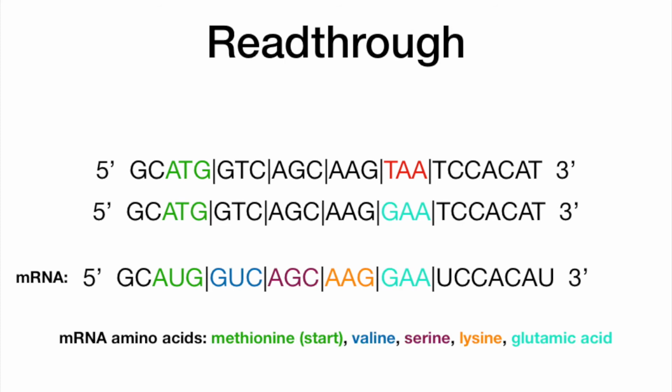A read-through mutation is a change in a stop codon that makes it code for an amino acid instead. This makes the protein longer and can alter the function. A change from a T to a G in the original stop codon will form a GAA codon in mRNA. This codes for glutamic acid, which is not a stop codon. Since the mutation is changing from a T to a G, the mutation is a transversion.